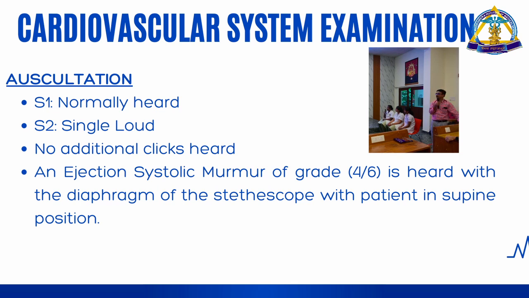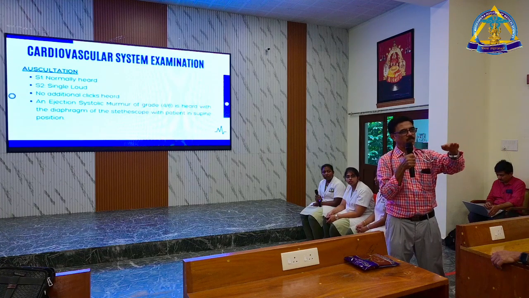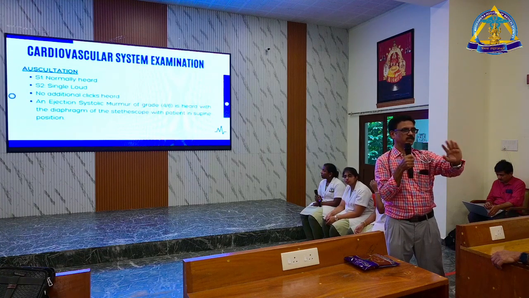Auscultation: S1 is normally heard and S2 is single and loud, no additional click heard, and an ejection systolic murmur of grade 4/6 is heard with the diaphragm of the stethoscope with the patient in the supine position. So why is there a single S2? The pulmonary stenosis makes the P2 component soft or absent.